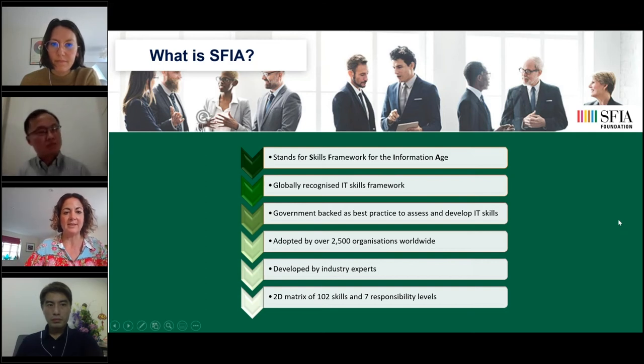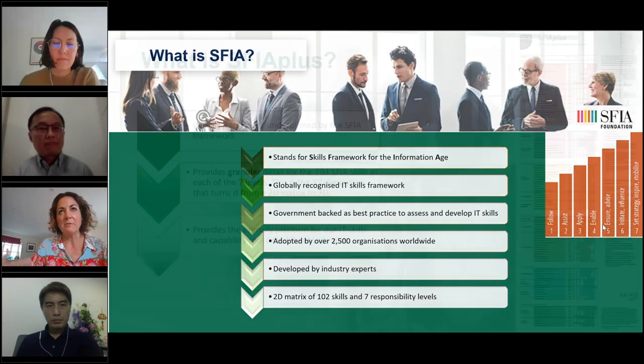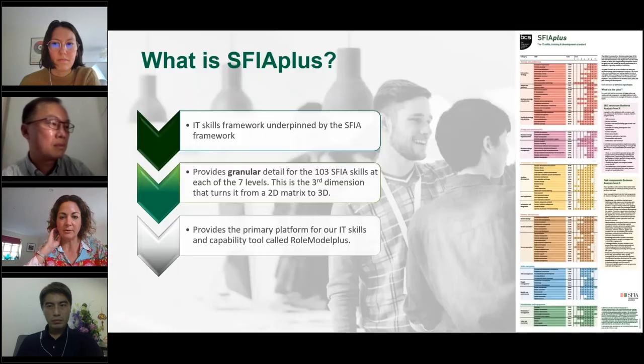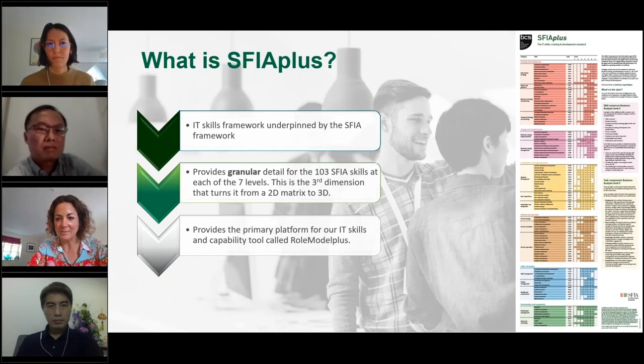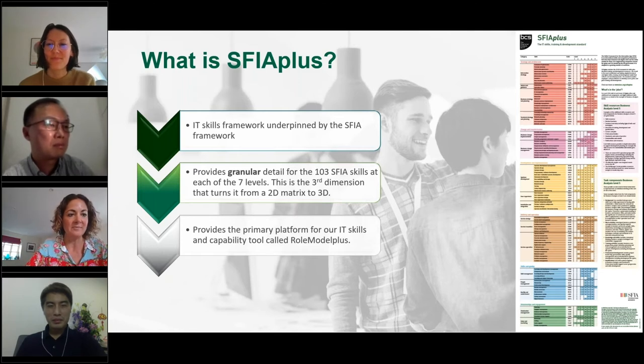If we go on to the next slide, BCS has developed Sophia Plus, which is a much deeper dive into the framework, and this enables you to get more out of the framework. It's aligned with our membership grades and also our certifications that we offer. It's all based on Sophia, but it's much more granular. There's this chart on the slide that I'm not expecting you to read, that shows all of the different levels, and it helps you to assess where you are and where you want to go.